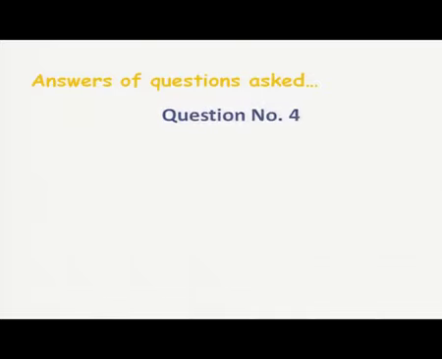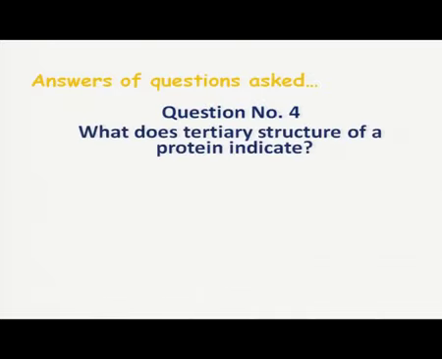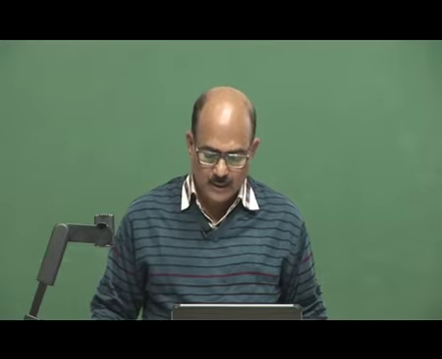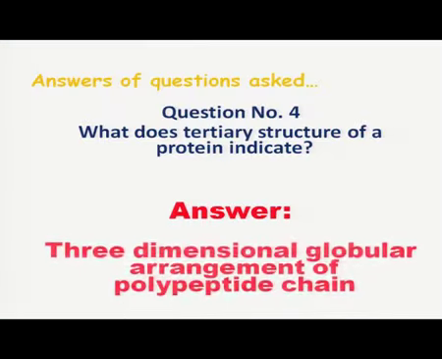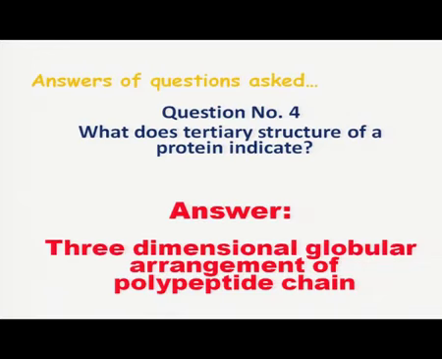Now, the next question, what does the tertiary structure of protein indicate? We have already seen in our last session different types of protein structure. One of the protein structures is the tertiary structure of protein. This tertiary structure of protein indicates three dimensional globular arrangement of the polypeptide chain.